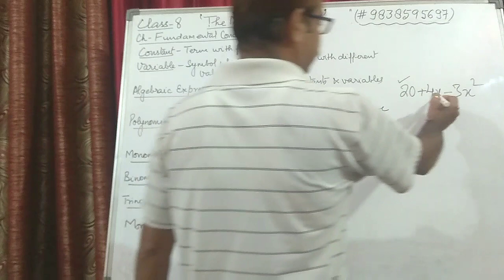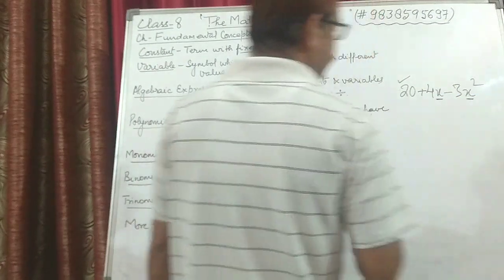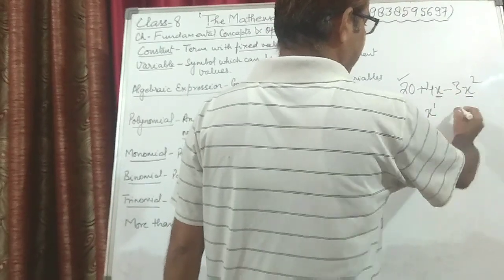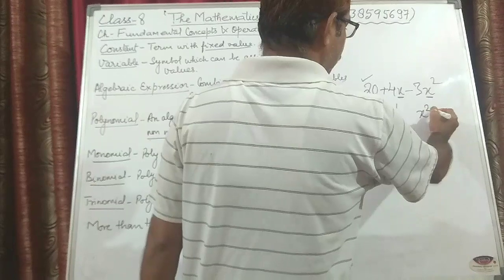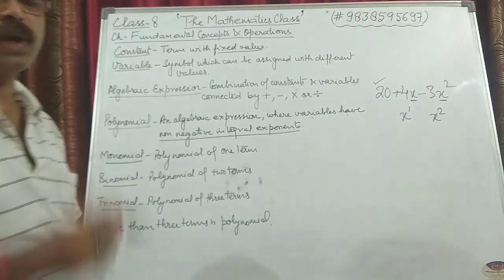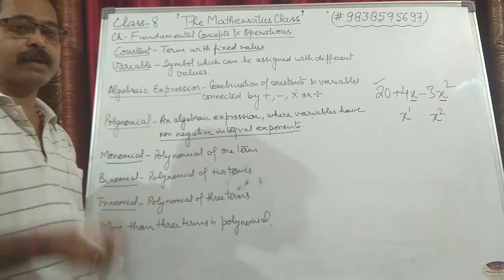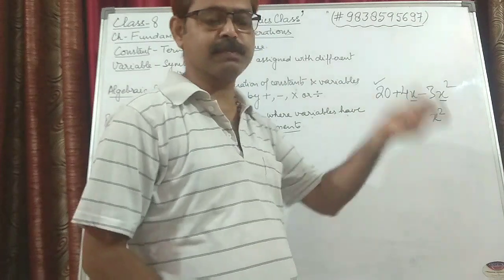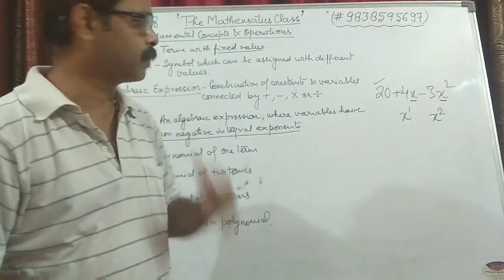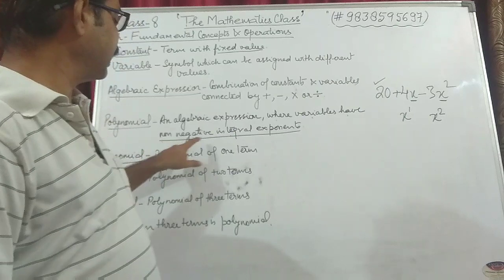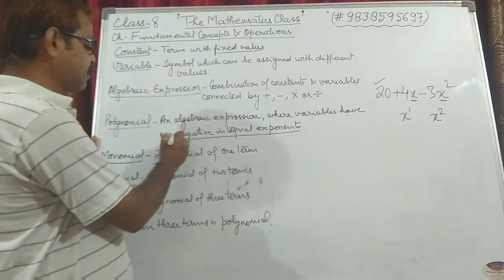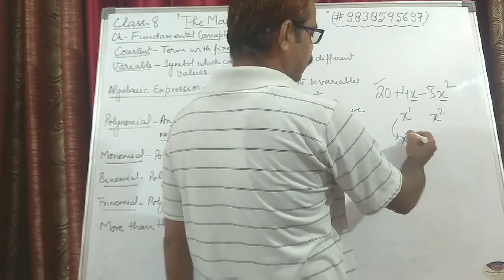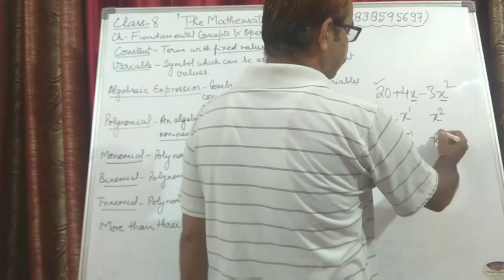Where variables, these are variables x and x square. Now here what is the power of x? Power of x is 1. Here what is the power of x? It is 2. And you can see these 1, 2 are integral powers. Integral power stands for powers in the form of integers. So integers can be plus 1, minus 1, plus 2, minus 2, plus 3, minus 3 and so on. But one more thing, non-negative integral exponents. Non-negative means obviously positive. So here x is x to the power plus 1 and here it is x to the power plus 2.